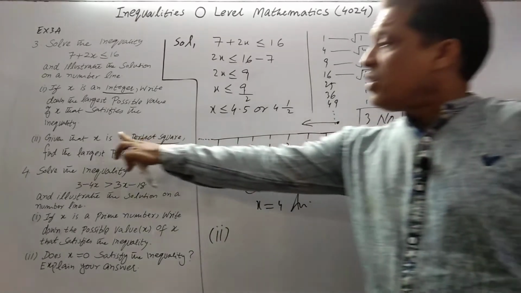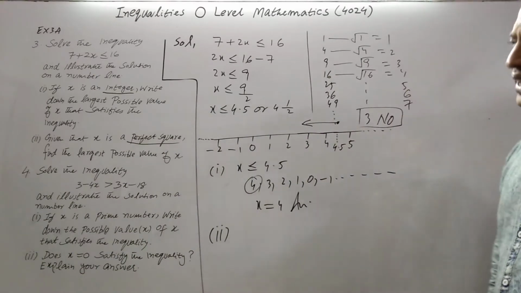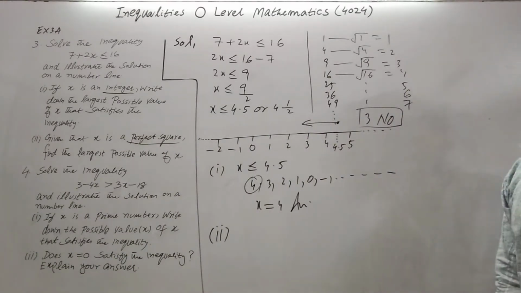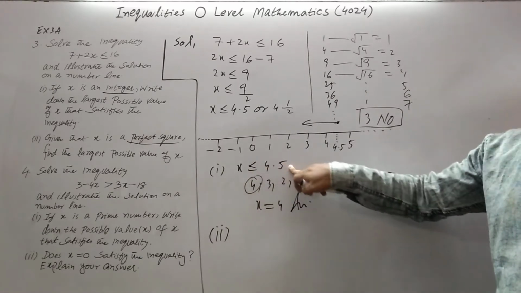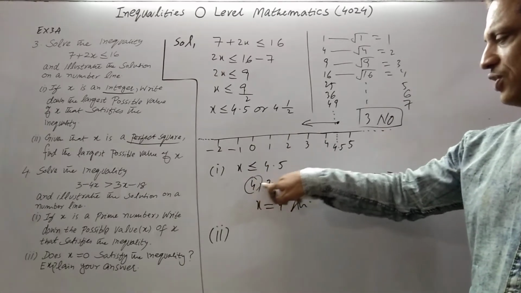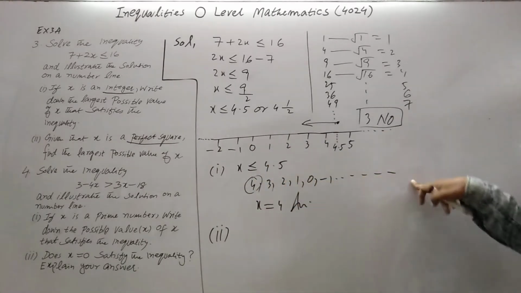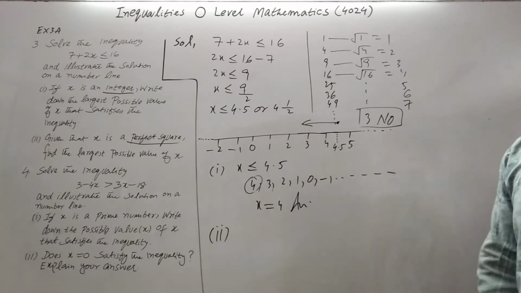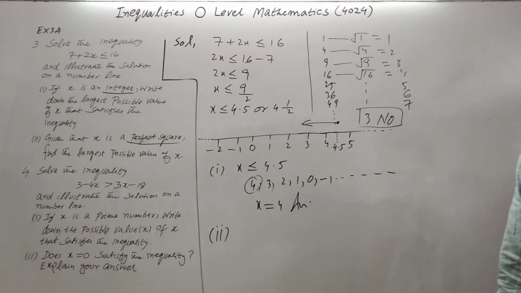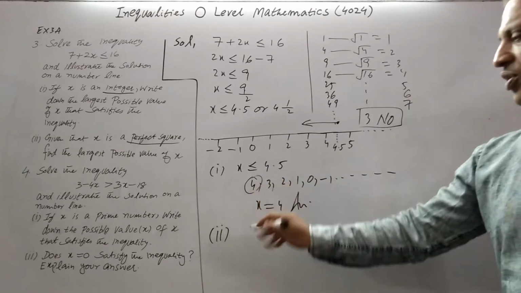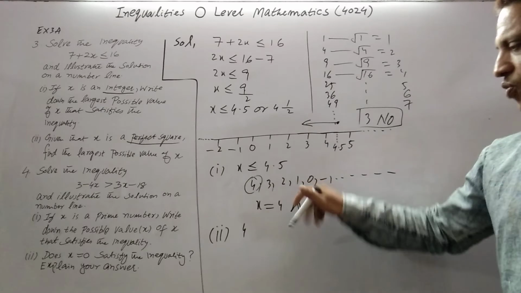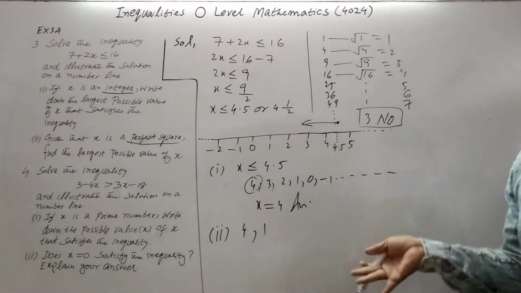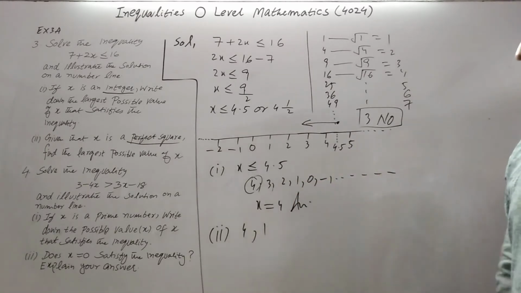Now, the question is: given that x is a perfect square, find the largest possible value of x. So see this, use this list. X is less than or equal to 4.5 means the integers are 4, 3, 2, 1, 0, -1 and so on. Check how many perfect square numbers are in this number line. 4 is a perfect square number, yes. 3 is not, 2 is not, 1 is yes, 0 is yes, -1 is not and so on.